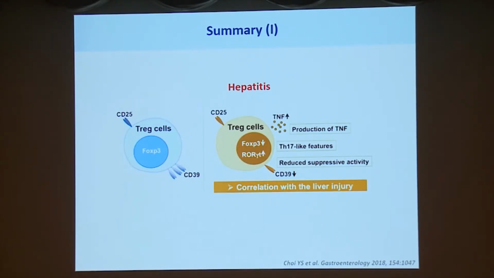So let me summarize the first part of my talk. During viral hepatitis, including HIV infection and chronic HCV infection, we could find that the Treg cell can produce TNF-alpha. And this cell has upregulation of ROR gamma T. And although I didn't show you, FOXP3 expression is a little bit downregulated, although they still express FOXP3. And they have reduced suppressive activity, and this value correlates with the liver injury.